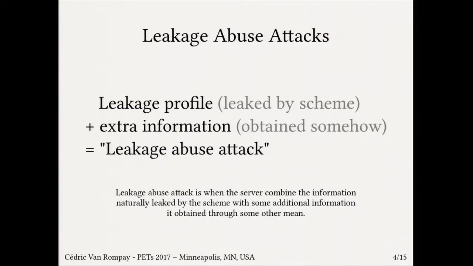The attack that we present is what we call a leakage-abuse attack. The term was coined by Cash et al. in their paper at CCS 15, and I'll often refer to this paper during the talk. A leakage-abuse attack is an attack where the server combines some information that is naturally leaked by the searchable encryption scheme, which is called the leakage profile, with some extra information that was obtained by some other means by the server. There were many recent papers on leakage-abuse attacks, but so far they have only been applied to single-user searchable encryption. We applied them to multi-user searchable encryption, and it gave interesting results.